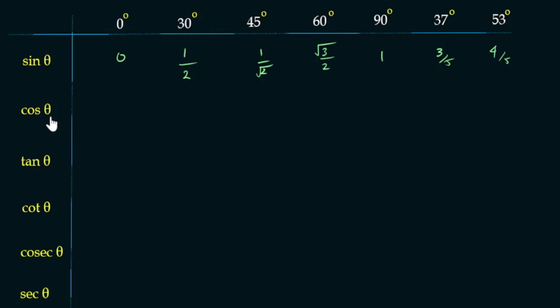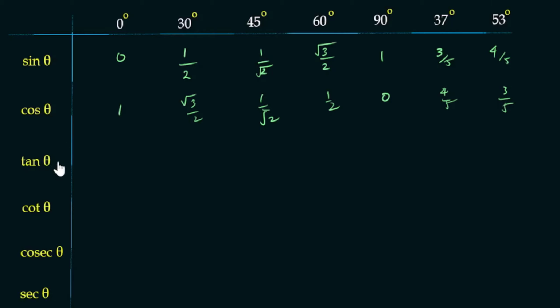Now let us see what the value of cos theta will be for different angles. Generally I start from here. Just put 1 over here. Now the value of cos 30 will equal sine 60. Now we are going in this direction. The next value will be 1 by root 2, and after that we will have 1 by 2, and cos 90 will be 0. These values will be interchanged here, 4 by 5, and this will be 3 by 5.